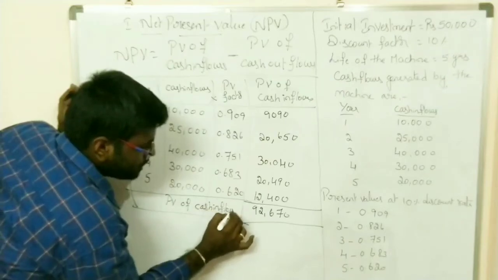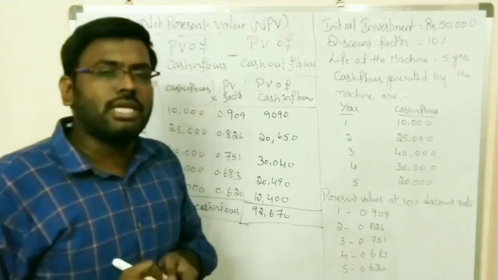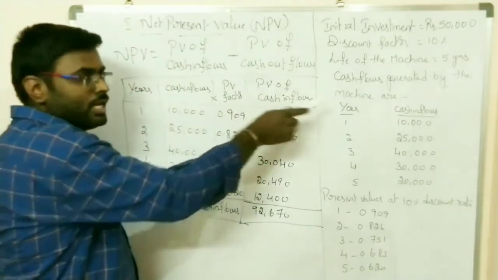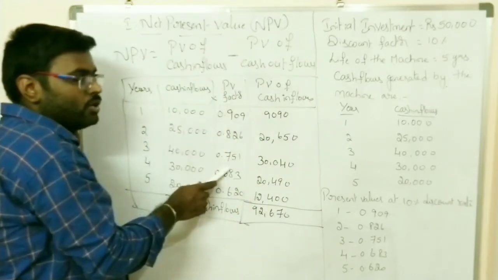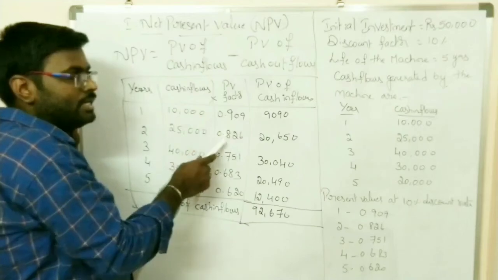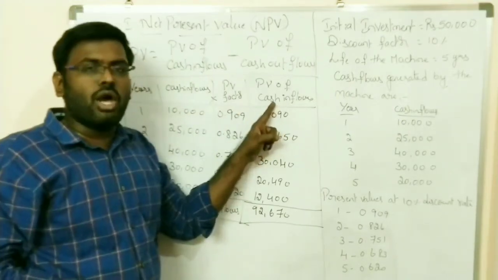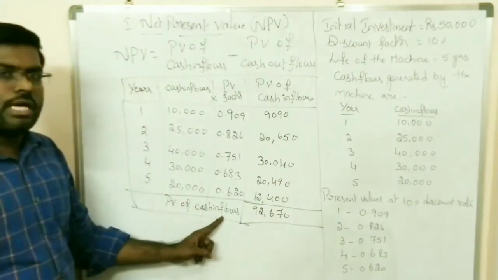Present value of cash inflows. So this is how we'll go about calculating the present value of cash inflows. First write down the years and cash inflows that are given in the problem. Then take the present value factors from the present value table and multiply each cash inflow by its PV factor. You will get the present value of the cash inflows. Add all of those together, and you will get the total present value of cash inflows.